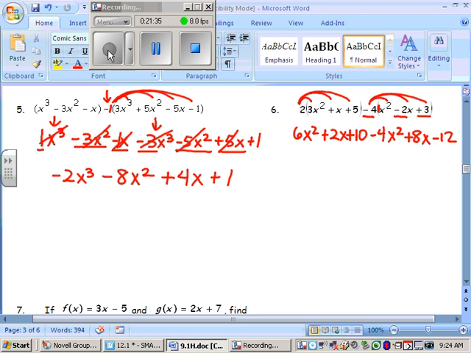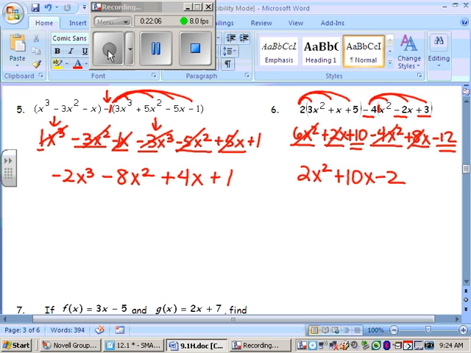Once we've distributed and the parentheses have been removed, we can combine like terms. So again, we will start with the terms that have the largest exponent for the x's. So adding their coefficients, 6 and negative 4, we get a positive 2x squared. From there, adding 2x and 8x, we get positive 10x. And then lastly, adding our constants together, we will get a negative 2.